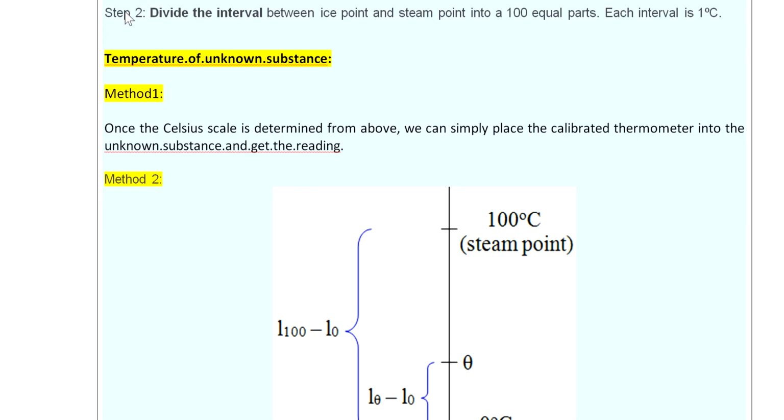So our step 2, after noting the steam point and ice point, is to divide the interval between the ice point and steam point into 100 equal parts. Each interval is 1 degree Celsius. Students, memorize this definition: we will divide those 2 points into 100 equal parts, and each part represents 1 division and 1 degree Celsius, and by checking the number of divisions we can find the temperature.